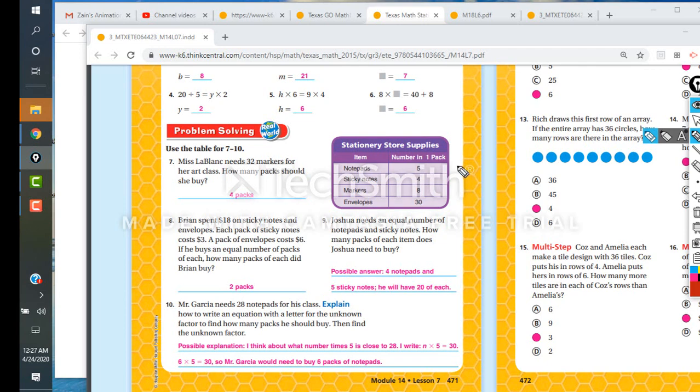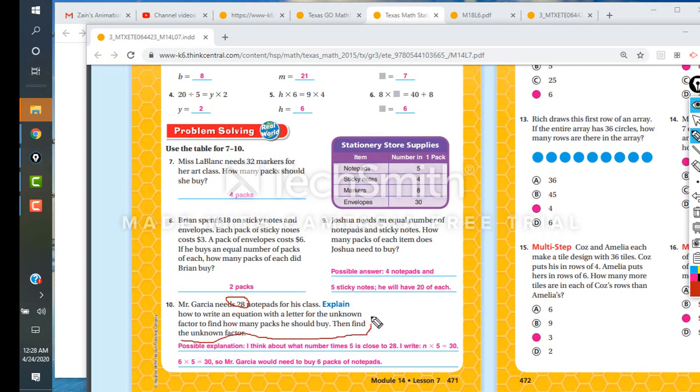Once you get to the 4, 20, and I know this one I can multiply by 5 to get 20. So the next one we have to explain. Mr. Garcia needs 28 notepads for his class. That's a large class. Explain how to write an equation with a letter for the unknown factor to find how many packs he should buy. Then find the unknown factor.